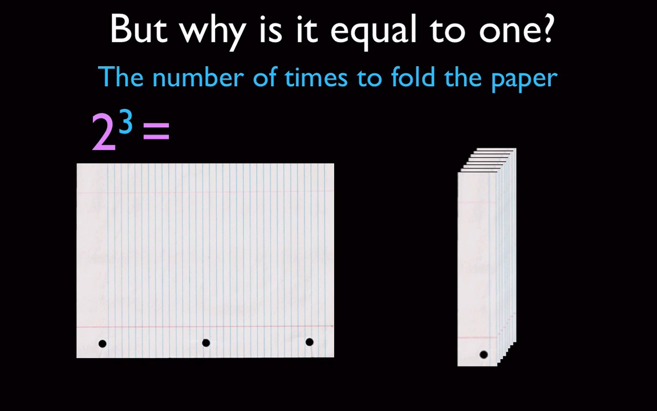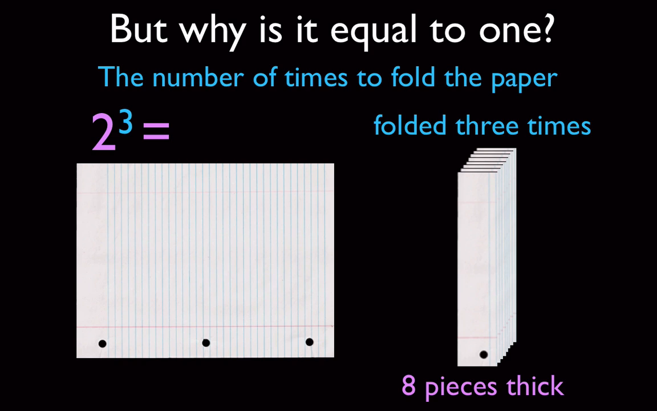If I use my paper rule though, that's me folding it in half, folding it in half, folding it in half again. And what would end up as the result is 8 pieces of paper thick, which of course is 2 to the third power. So why is this important?